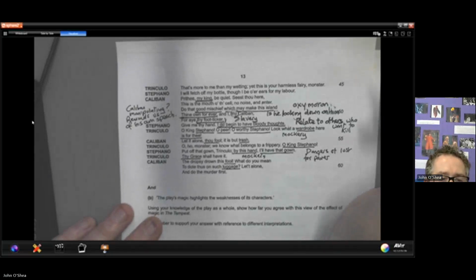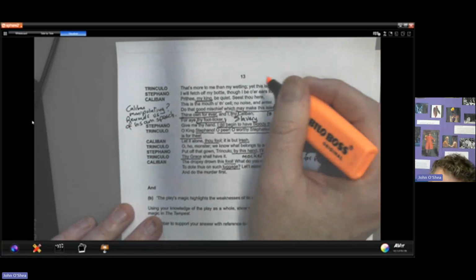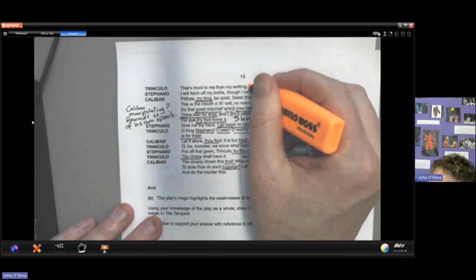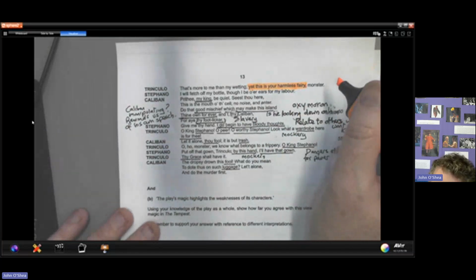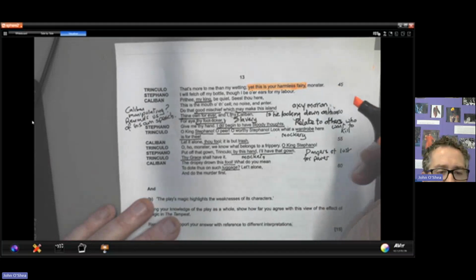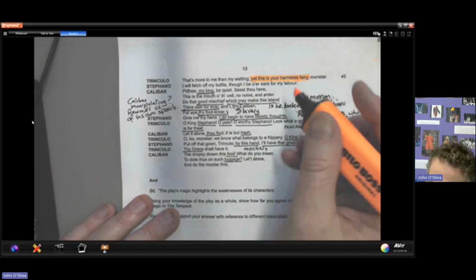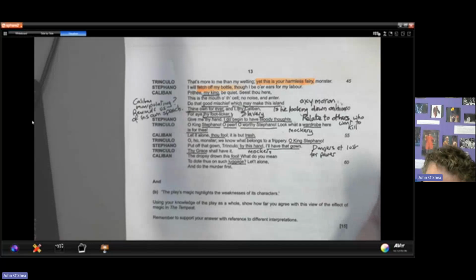Right. Again, there's more to this. "Trinculo is yet there. That's more to me than my wet, and yet this is your harmless." They're starting to think that this fairy is not such a harmless thing. The growing sense of self-awareness. "Perhaps I will fetch off my bottle, that I be over ears for my labour." Again, just references to their desire for their bottle.